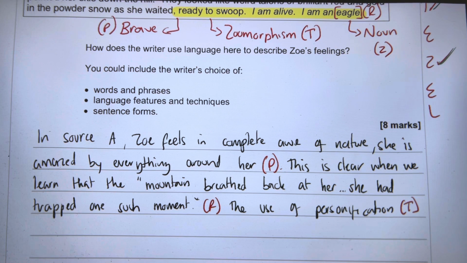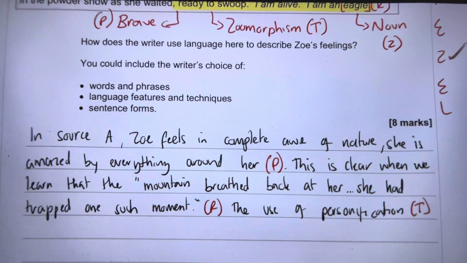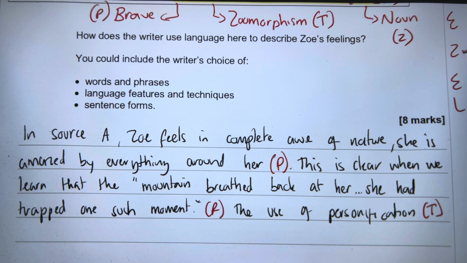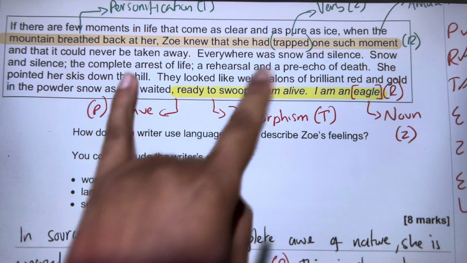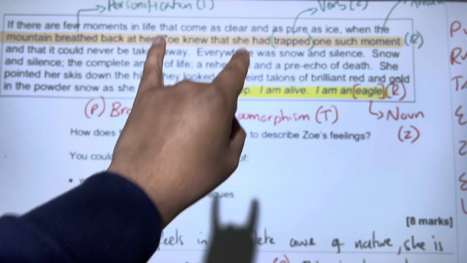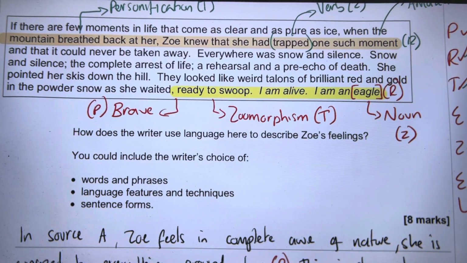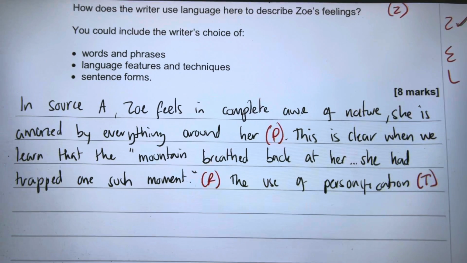Now there's one thing I want you guys to really be aware of here. Let's read the paragraph and I'll talk you through it. In source A, Zoe feels in complete awe of nature. She is amazed by everything around her. This is clear when we learn that the mountain breathed back at her... And then I put ellipsis. The reason I put ellipsis, guys, is because this part of the quote was pointless and I don't want to waste words in an exam, so I chopped it off. I put in 3 dots, which is called ellipsis, to connect my quote, and I carried on. She had trapped one such moment. That's my reference. Now this part, guys, it gets to me when kids do this. The writer uses many language devices. One of these language devices is personification. Guys, do not do that. It's an exam. Every word counts and we haven't got time. You want to go straight in there with what's been used, the use of personification, and then we carry on.